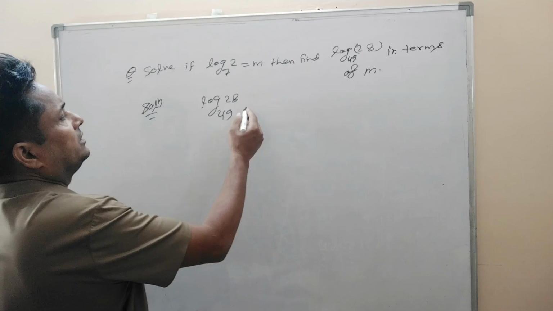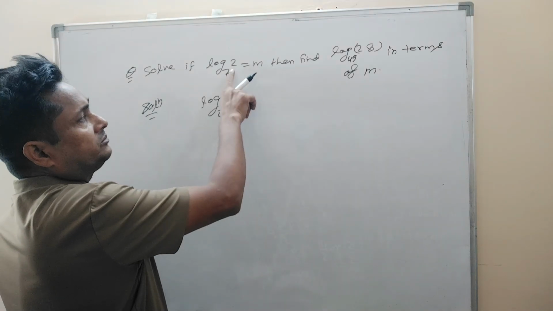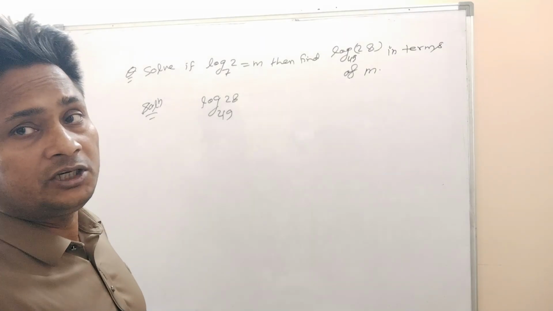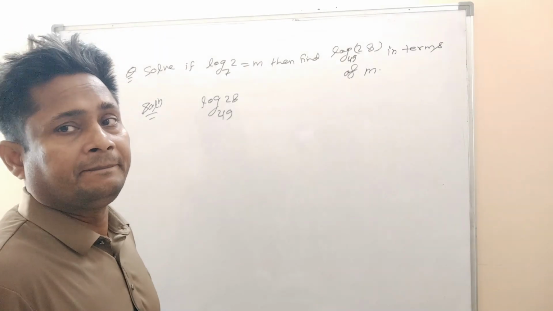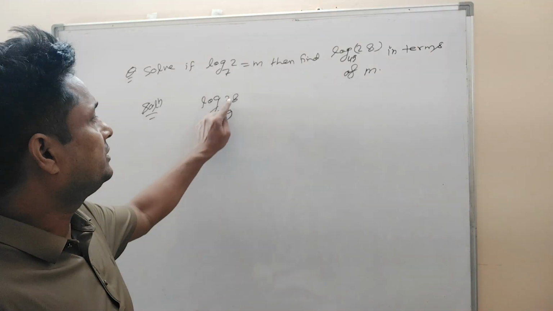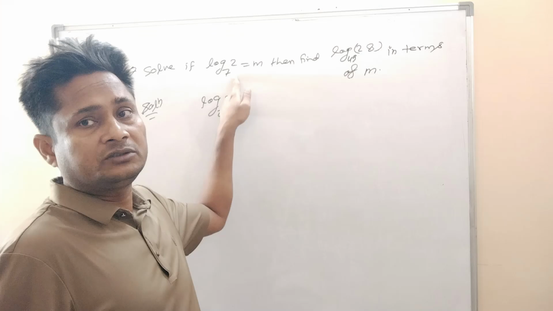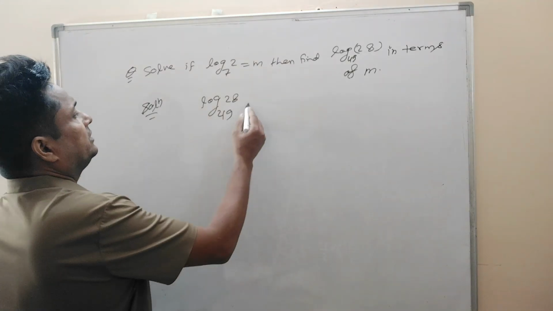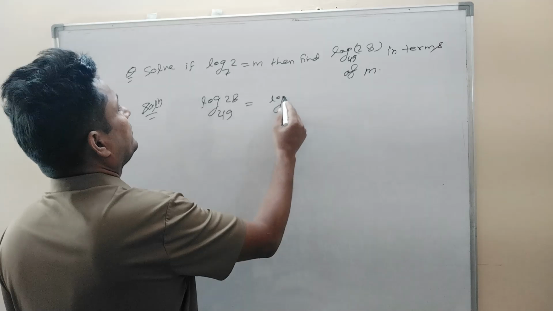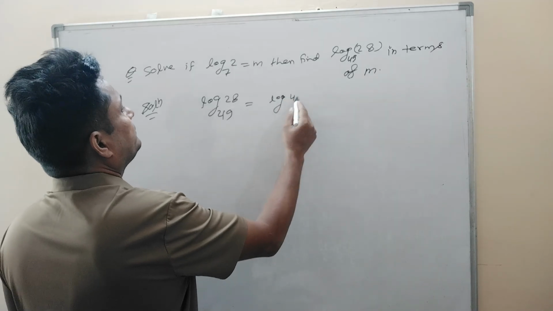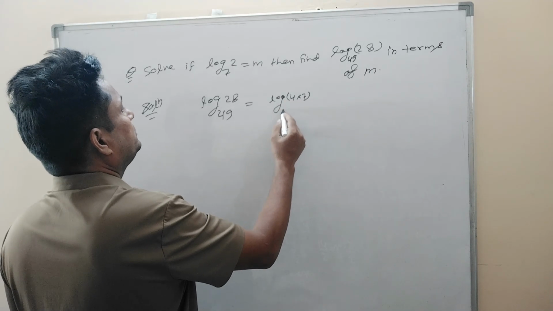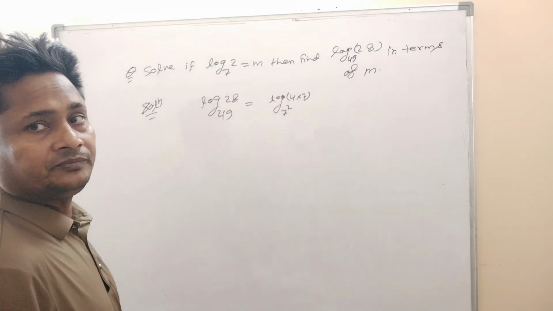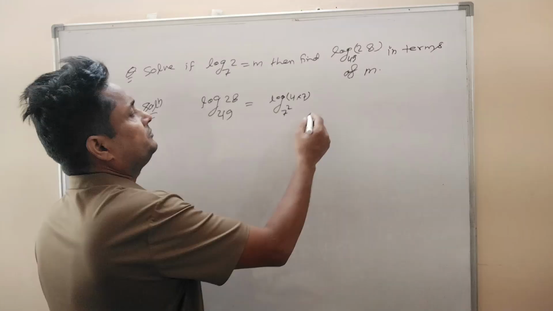Here, m is what? It is log 2 base 7. Input is 2, base is 7. So you have to express this one in terms of the value log 2 base 7. This can be written as log of 4 into 7, with base 7 squared.